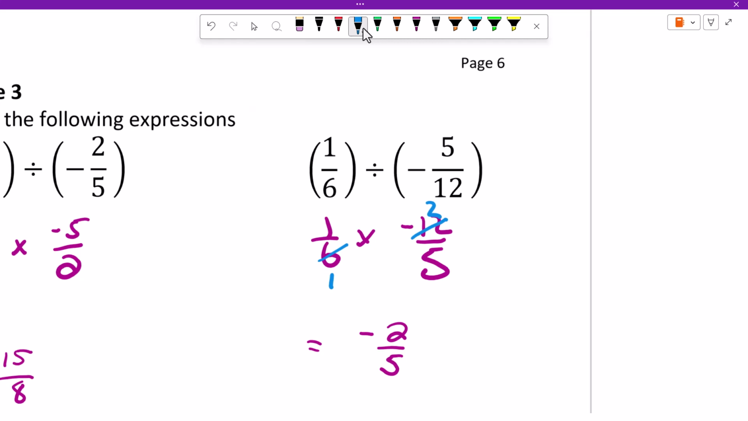We'll use the other one as a warm-up for next day, right before the assignment.